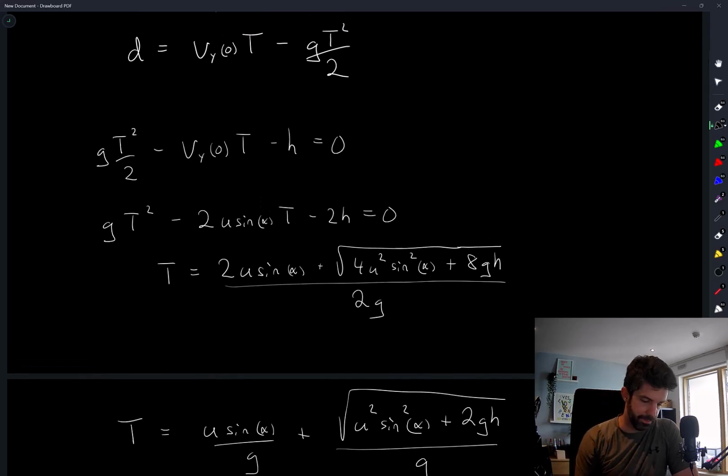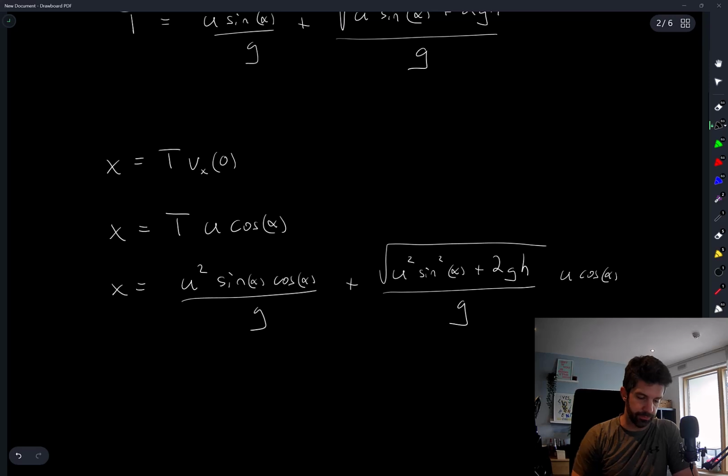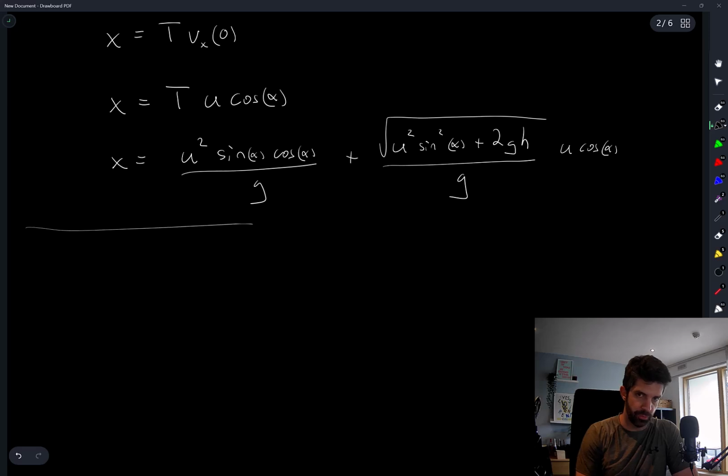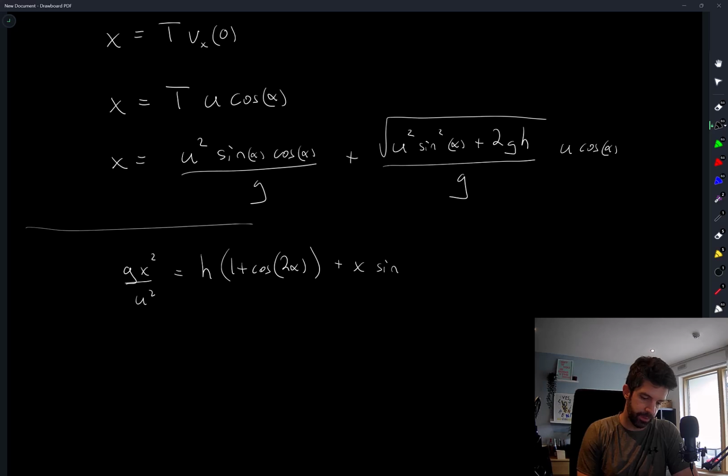Okay, so maybe something we can do instead. I've essentially solved for x, but the expression that we actually have to show, I'm going to write it out here. Gx squared over u squared is equal to h times 1 plus cosine 2 alpha plus x sine 2 alpha. So in the expression here, they haven't solved for x because there's an x squared there and there's also an x there.